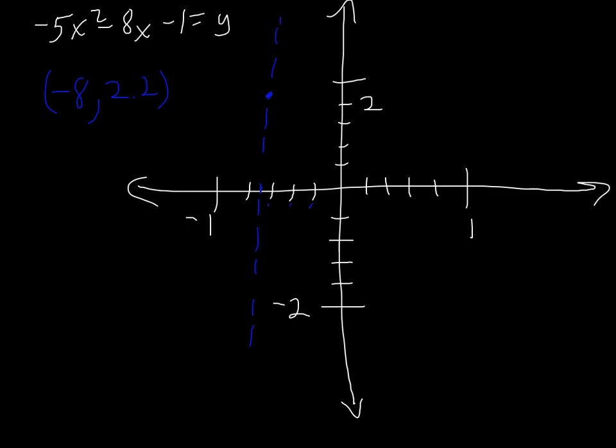And then I'm going to plot my y-intercept, which is right here at -1. Just like that. So then I need to go over 1, 2, 3, and then a little bit more. So I'm going to go over 1, 2, 3, and a little bit more. So it'd be about right here. So then my parabola looks something like that.